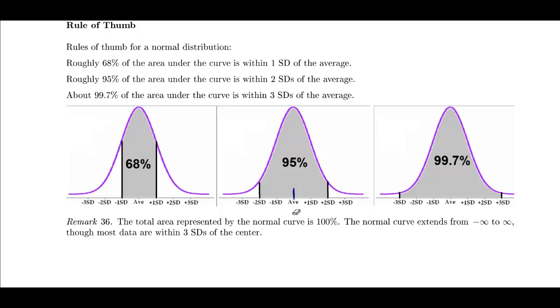And just as a remark, the total area represented under the normal curve is 100% because the total area under any curve is going to be 100%. Our normal curve does technically extend from -infinity to infinity, but most of the data, about 99.7%, is within 3 standard deviations of the average.